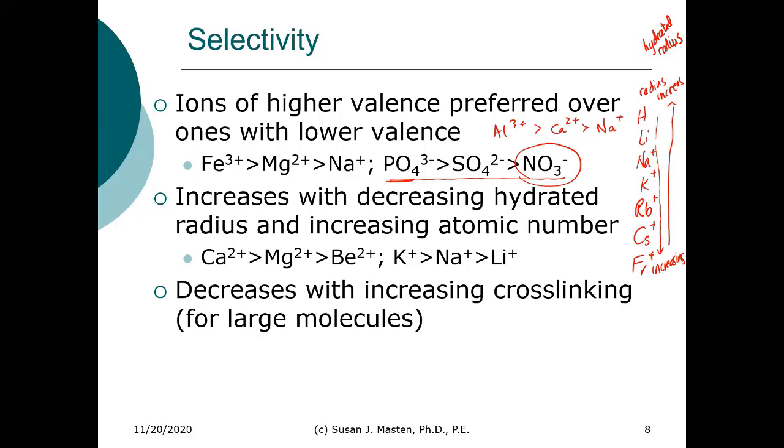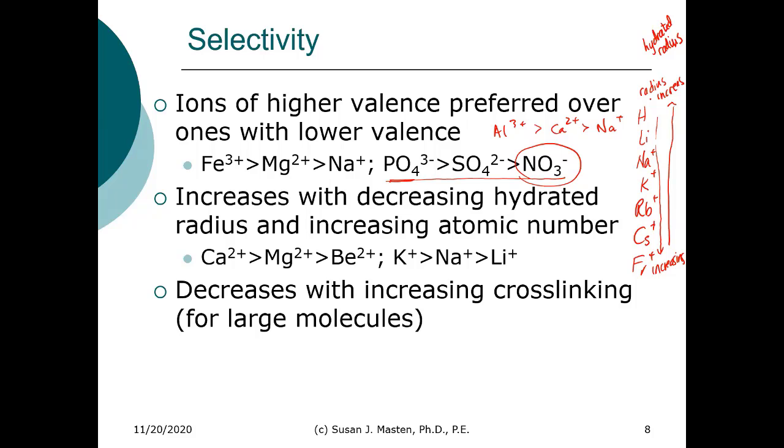So in terms of selectivity, if you look here, potassium is preferred over sodium, is preferred over lithium. It's the opposite. As we move up the periodic table, they're preferred. So calcium is preferred over magnesium, is preferred over beryllium. And these are important when you're looking at your composition of the water in terms of the competitive reactions.